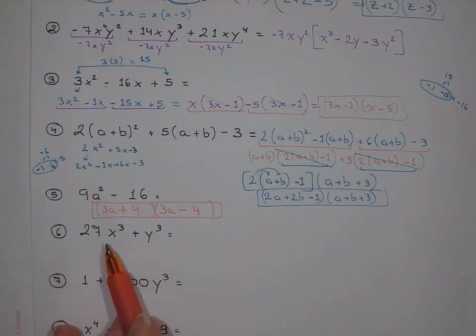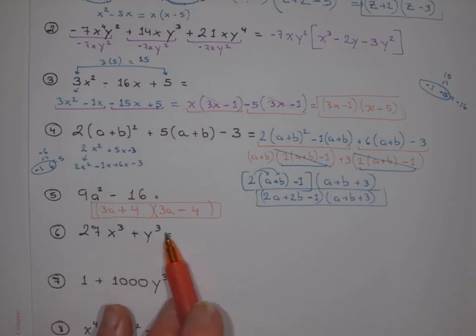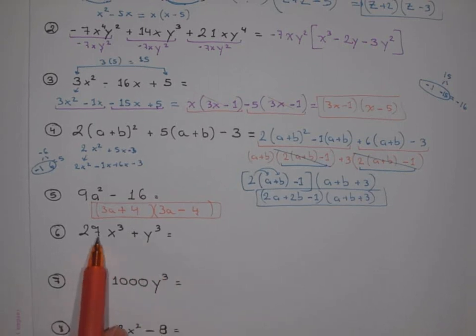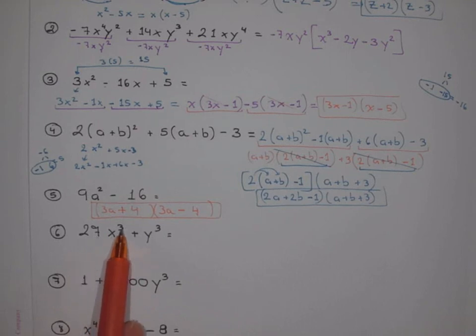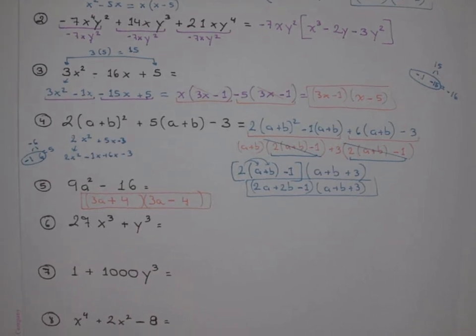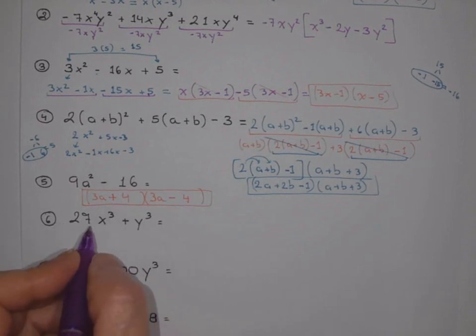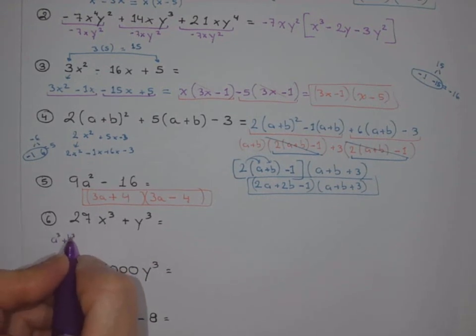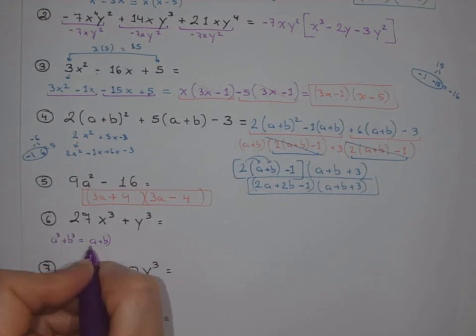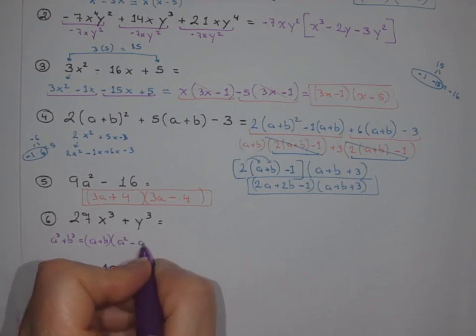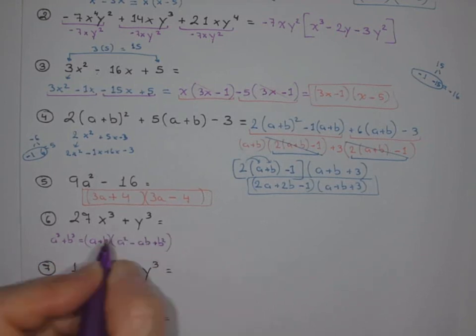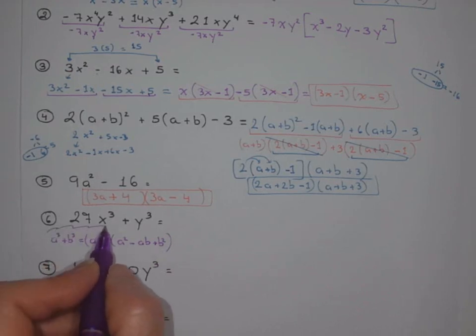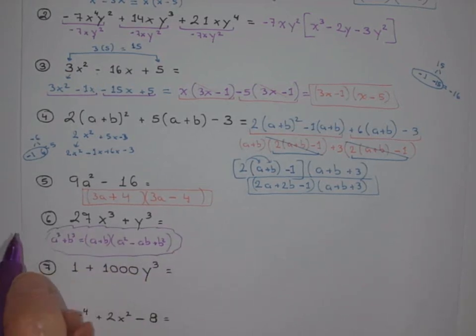Number 6 is not a difference of perfect squares, but it's a sum of perfect cubes this time, because 27 is 3 cubed. That's obviously cubed, and that's obviously cubed. So we have a sum of perfect cubes. That's another identity that you want to remember and review if you don't remember it. When you have a cubed plus b cubed, that will be the same as a plus b times a squared minus ab plus b squared. So that's the identity I'm using, right? I'm going to just put that underneath here so you recall.